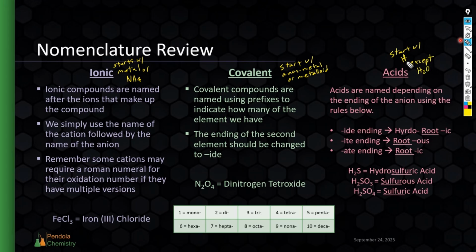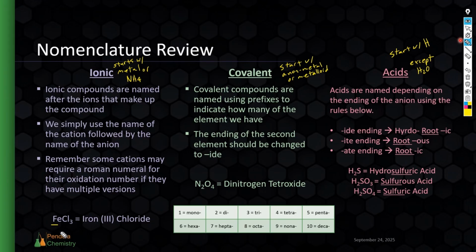So if it starts with H, other than water, of course, then it's going to be an acid. So it should be very easy for you to distinguish whether you're looking at a metal, a non-metal, or a metalloid, because all you have to do is look at what it starts with.